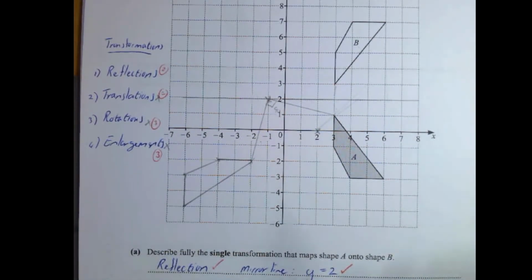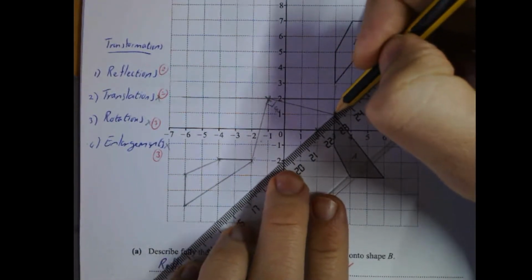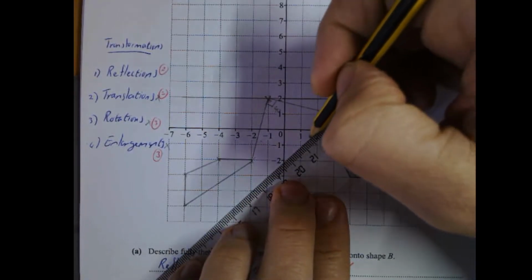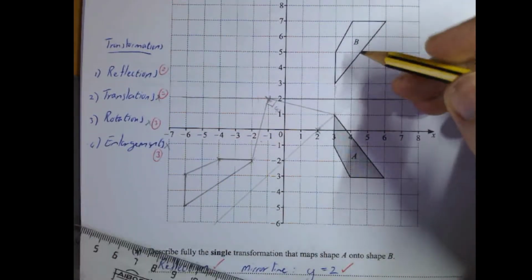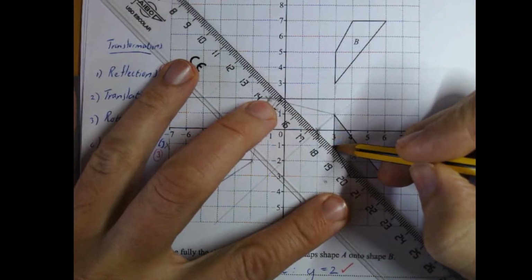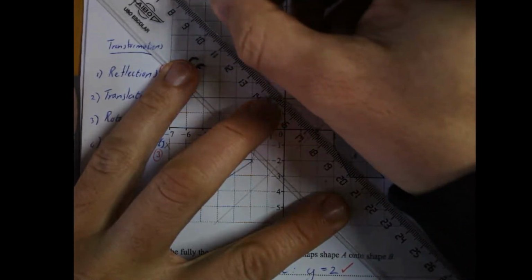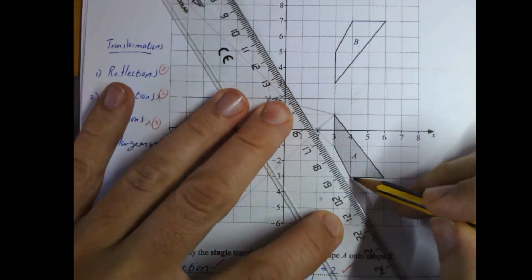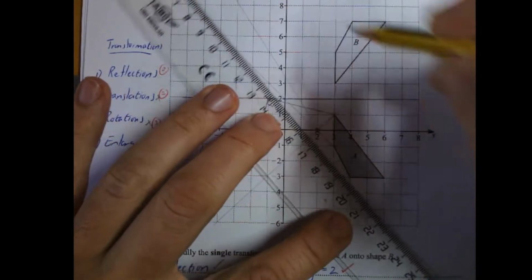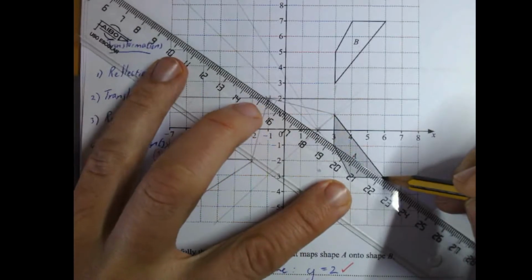Alright, so what we need to do is we need to draw some guidelines very accurately going through the center on the other side of the shape. Like so. Edge corner going through there. Alright, these are just to help us.